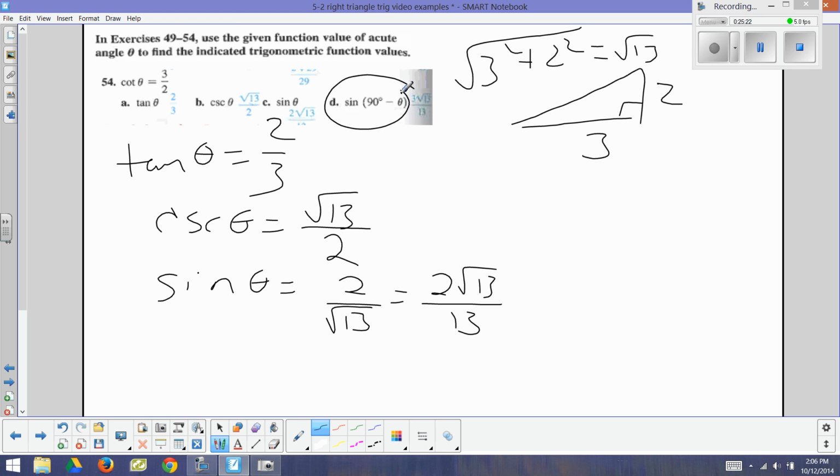And sine of 90 minus theta is the same as the cosine of theta. And the cosine is adjacent over hypotenuse. Rationalize the denominator. You have 3 radical 13 over 13.